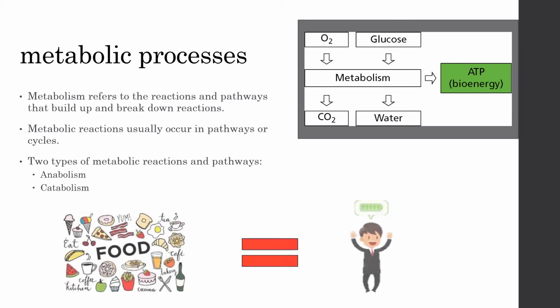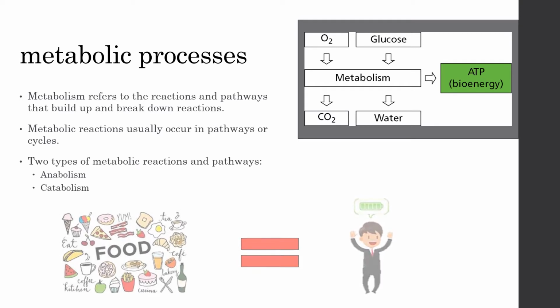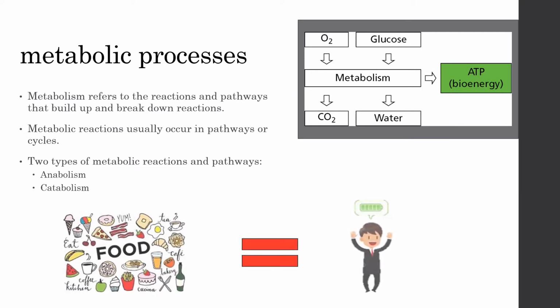There are specific proteins in the body that control the chemical reactions for metabolism. Enzymes are those specific proteins that speed up the rate of the reaction. And there are two types of metabolic reactions and pathways, called anabolism and catabolism.